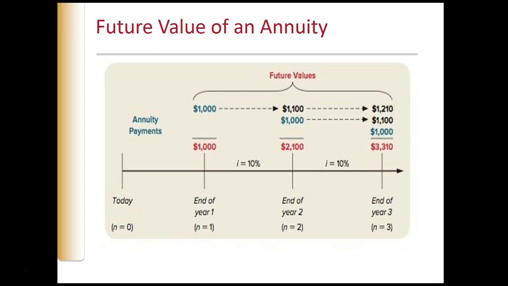which is the $1,000 times 1.10, and you make the final $1,000 annuity payment. Add these together to find that the total investment has grown to $3,310. This is the future value of a $1,000 annuity for 3 years at 10% interest compounded annually.